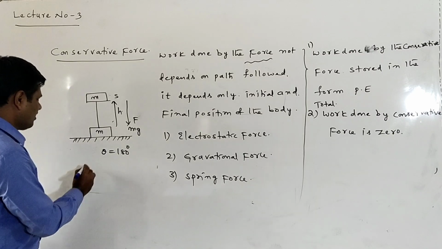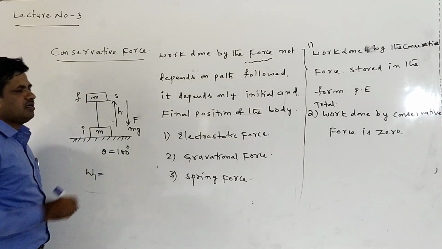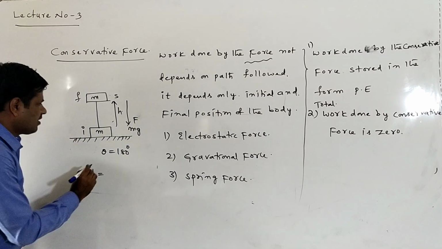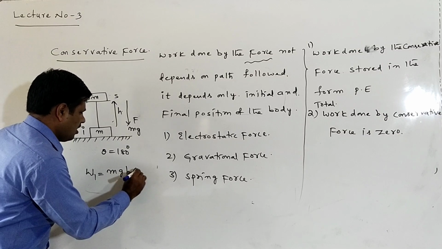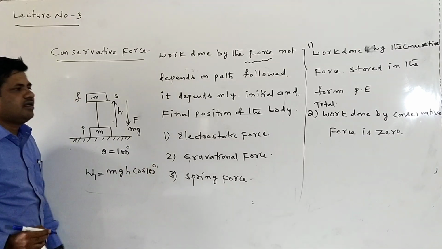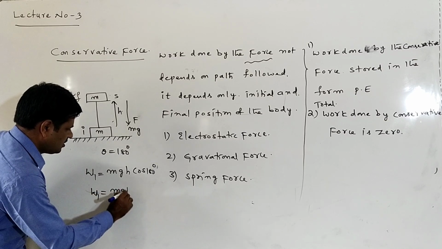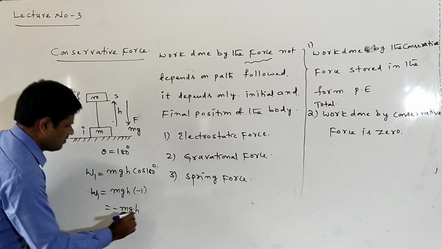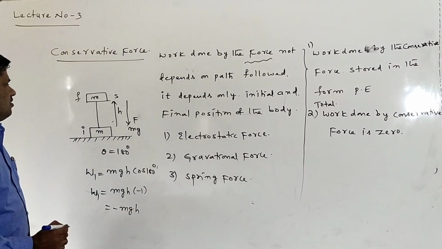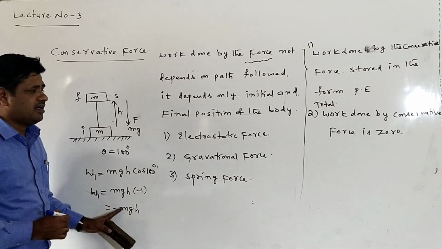In this case the work done I take as W1 when moving from initial to final. The work done I write as mg times h times cos of how many degrees? 180 degrees. Now the work done I am getting is mgh times minus 1. I am getting minus mgh when moving in the upward direction. Suppose it is moving in the upward direction, we get this value.